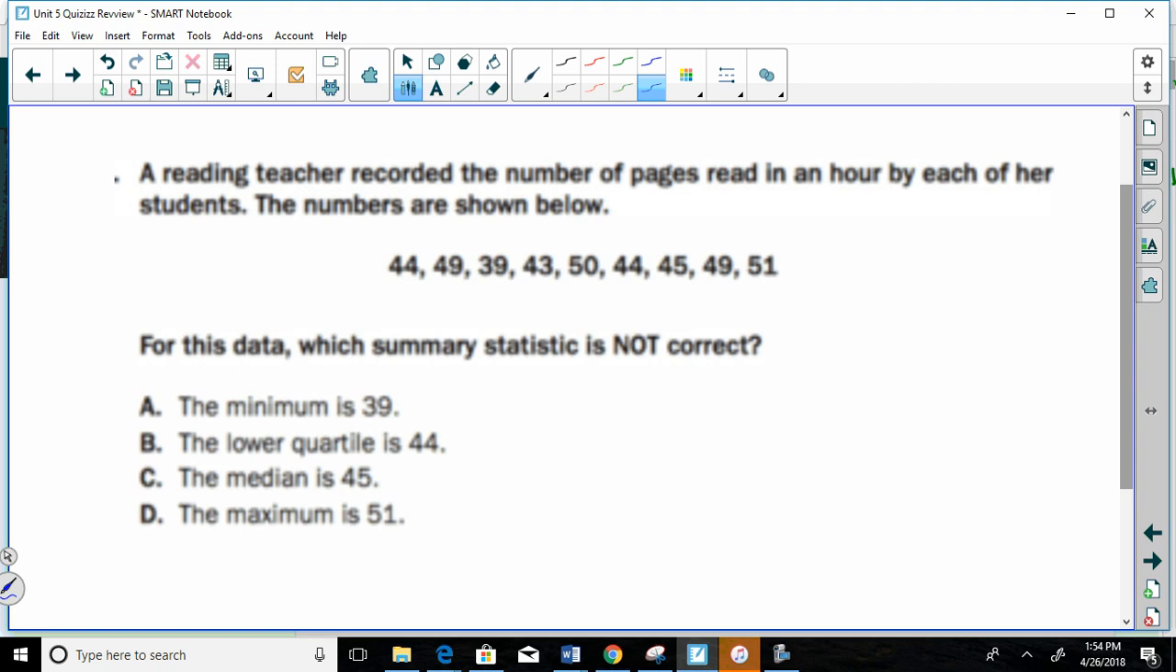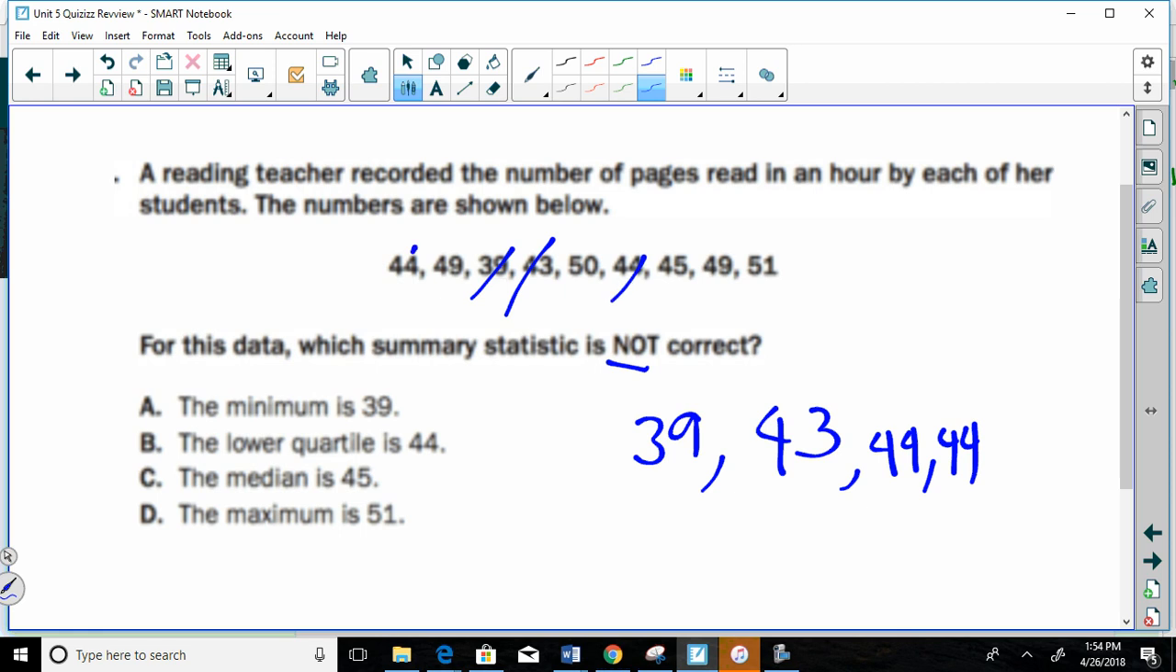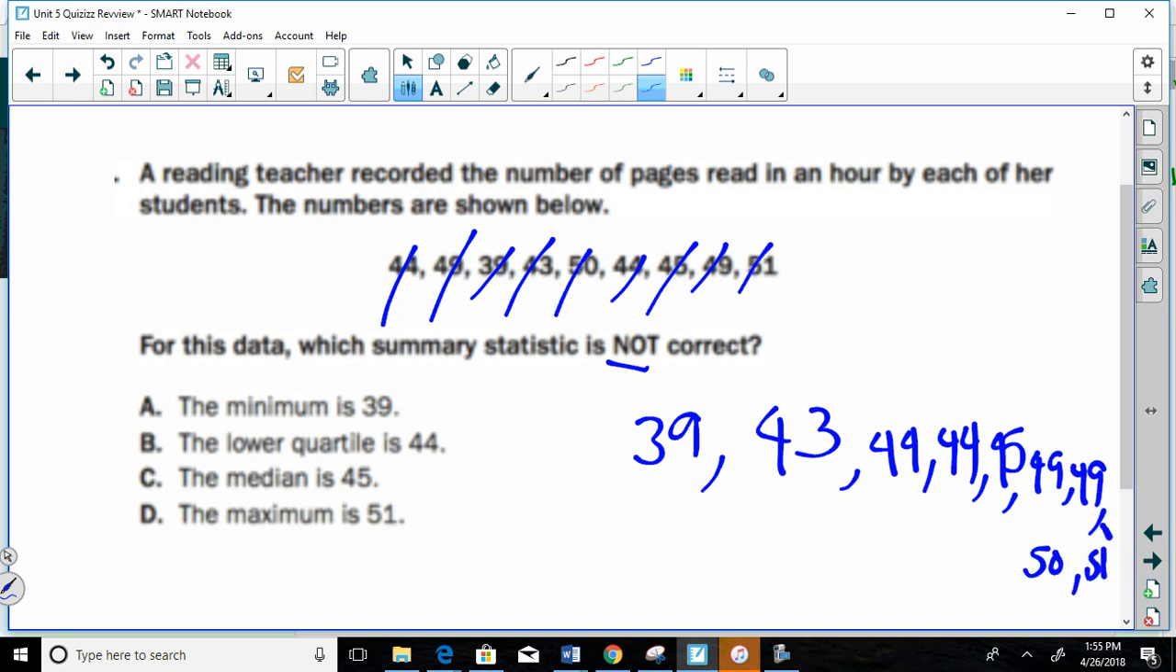Or you could put them in order and do it yourself. If you're going to do it by yourself, make sure they're in order. So 39, 43, 44, 44, 49, 49, 50, 51. First of all, is the minimum 39? Yes, it's the smallest number. Is the maximum 51? Yes. And let's find the middle.